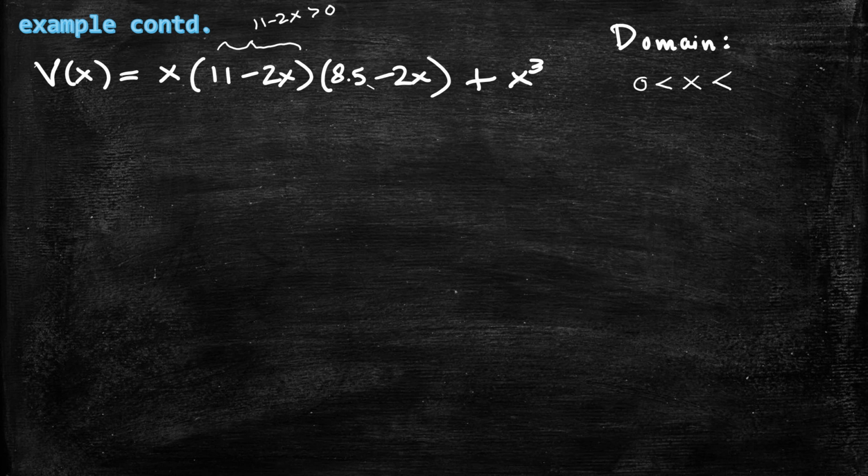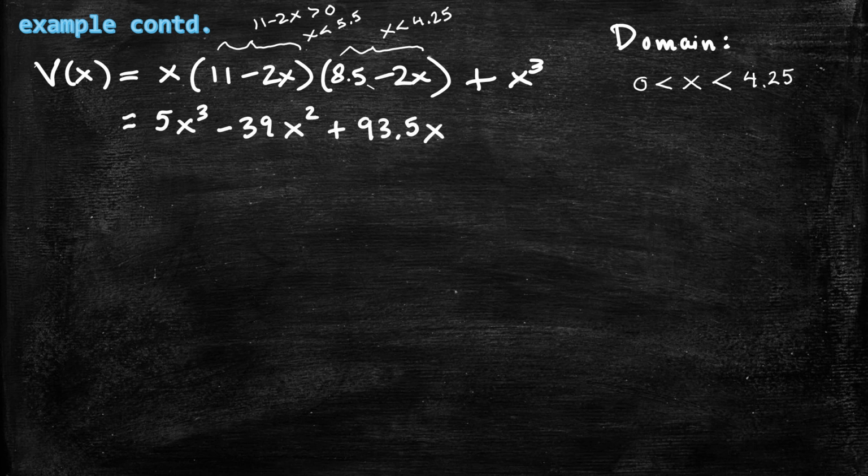We don't want a negative length. Well, if you solve that, you'll get x is less than 5.5. So you might think, well, that's our upper bound for x. But if we repeat that for this parentheses, we'll actually find that x has to be less than 4.25. So that becomes our upper bound, and we will restrict our attention to values of x in that range.